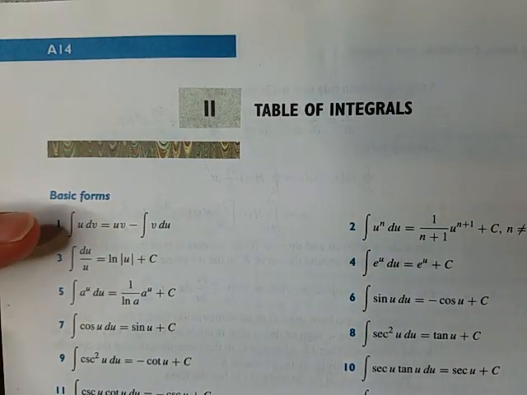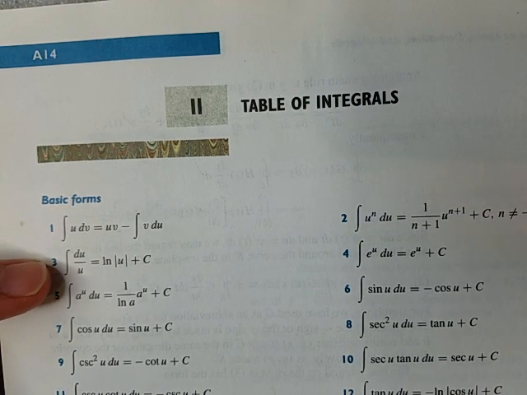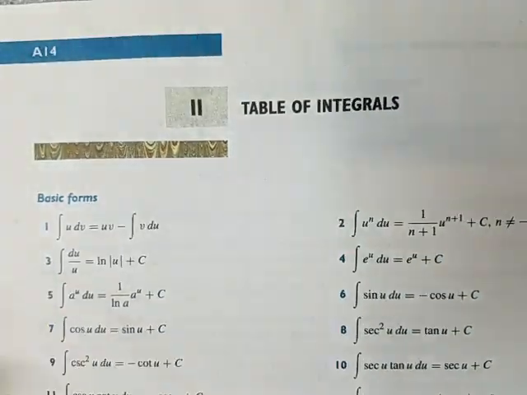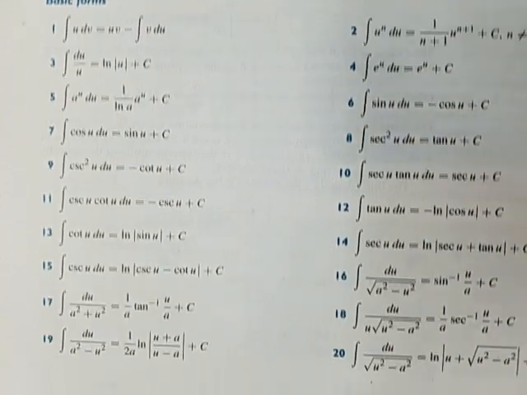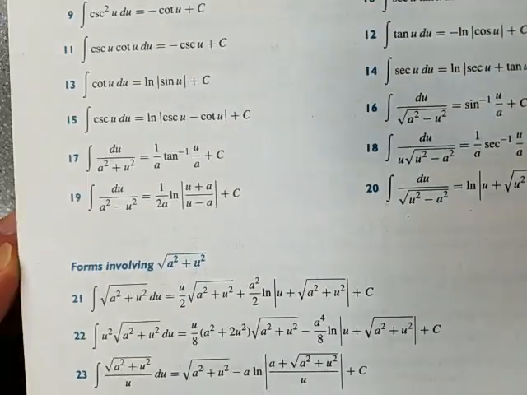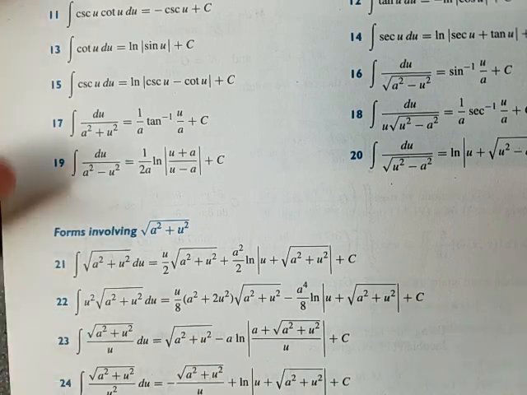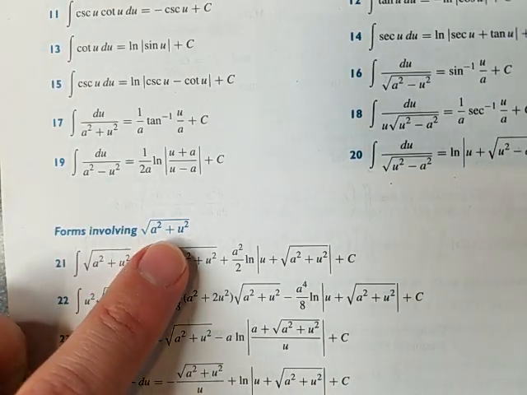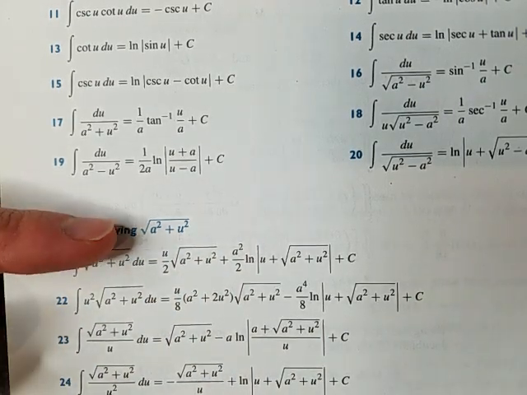I notice right there that's integration by parts. And just along here, I see a lot of the integrals that we encounter frequently. But if you keep looking, it has these more exotic forms, right? And they're grouped according to their appearance. Like if it has root a squared plus u squared in it, then we get a whole series of integrals that involve that expression.